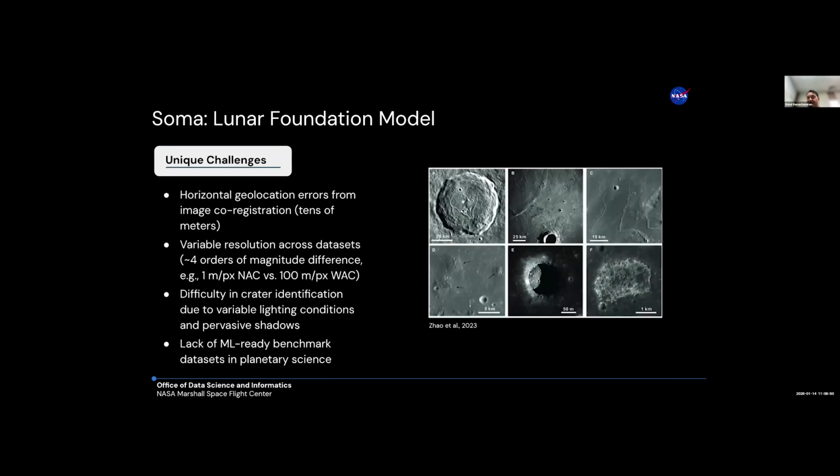Again, science data is always complex. Building these models requires understanding the data with the subject matter experts. So here you have issues of collocation errors. The orbital trajectory of the platform is not very stable, so you have large collocation errors. You have shadows that you have to deal with. So there are different issues that have to be considered in the design while building these particular foundation models.